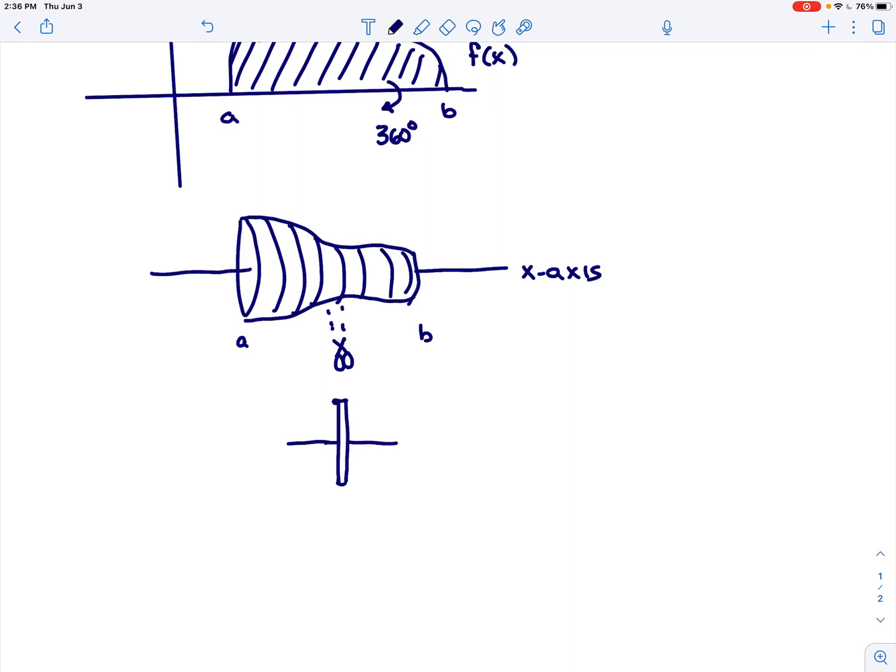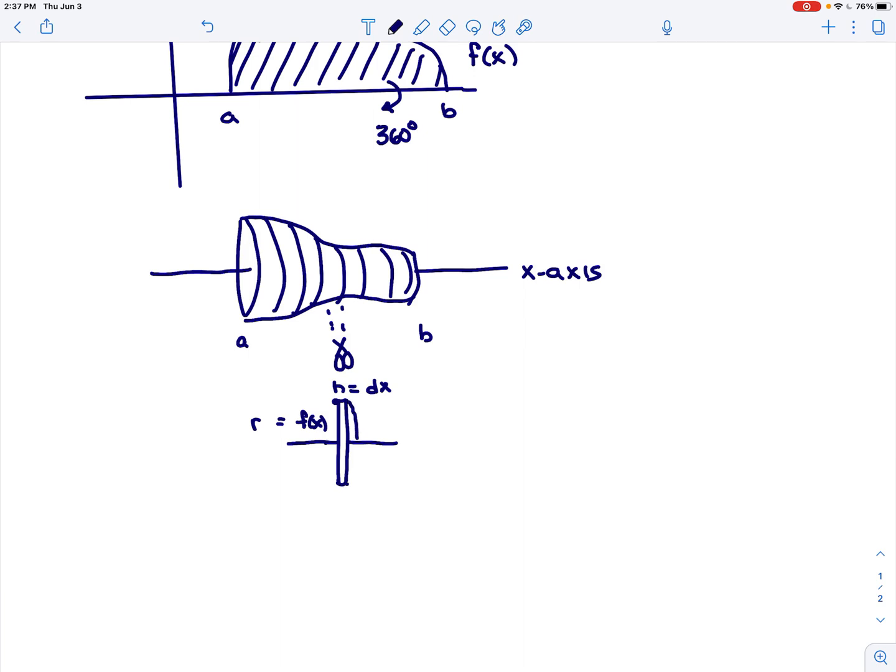To get the height of that cylinder, it would be f of x. That would be the radius of the cylinder. And then the height of it would actually be the change in x. We'll just call that dx, because we want it to be so small that there's an infinite amount of these discs making up that shape. And the more discs we have, the smoother that curve is going to be in that solid.